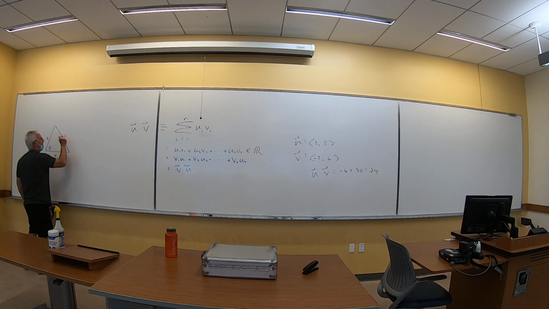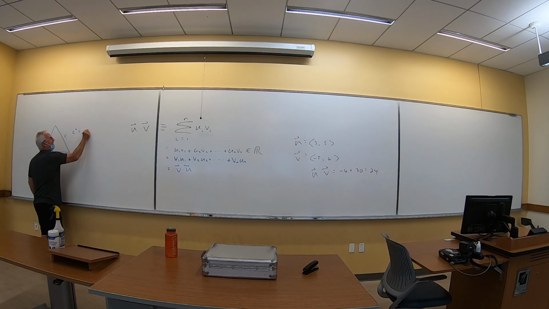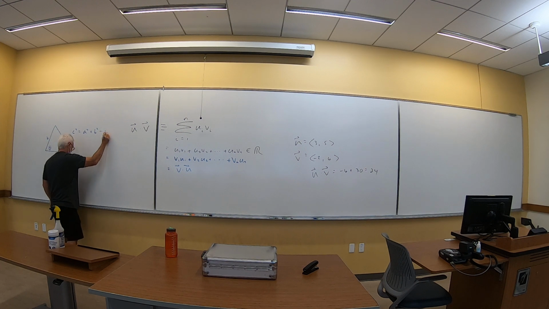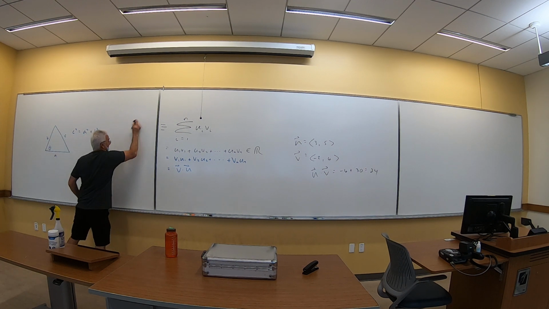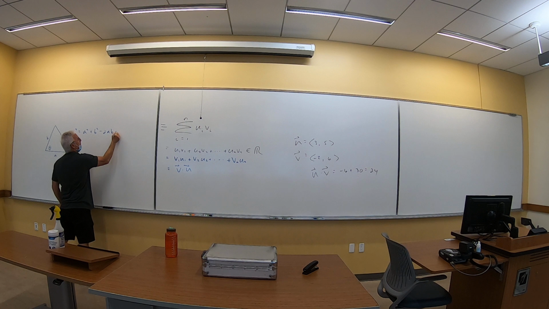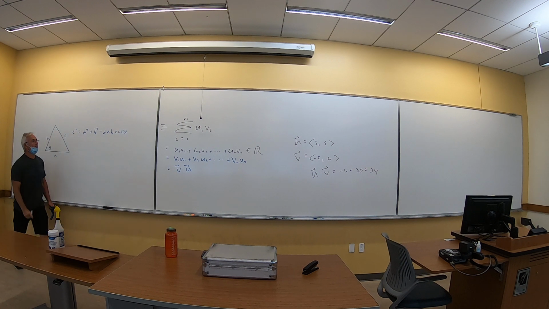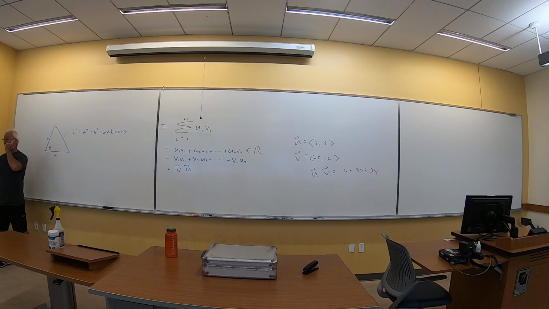And the law of cosines was something like this. c squared equaled a squared plus b squared minus 2ab cos theta. This is always true for all triangles.